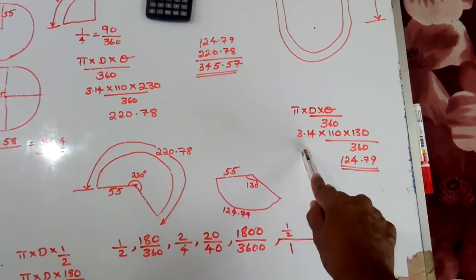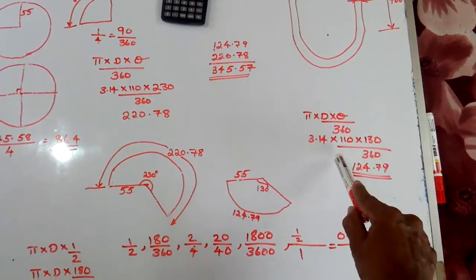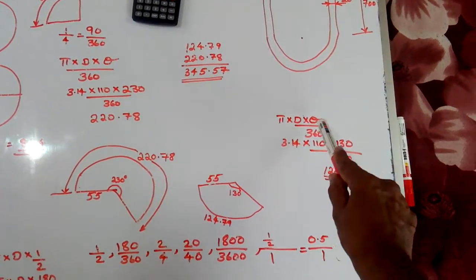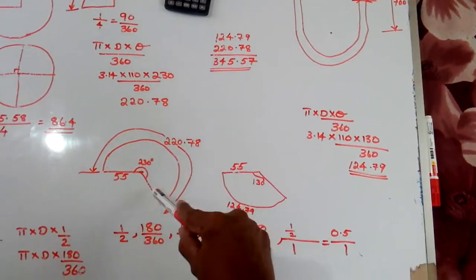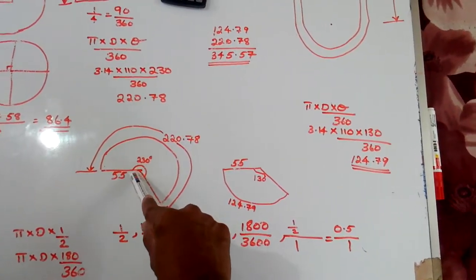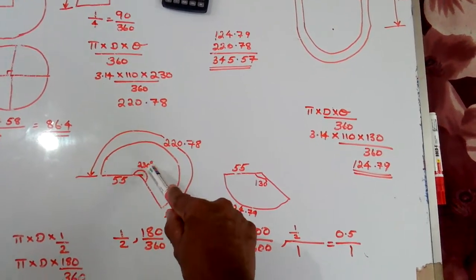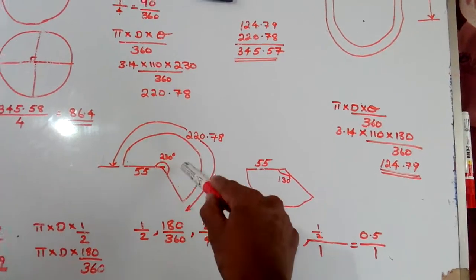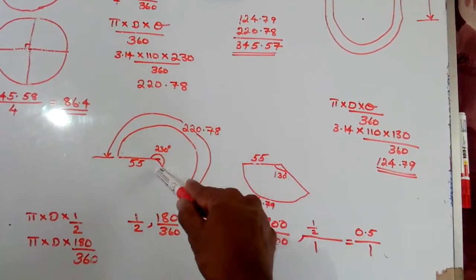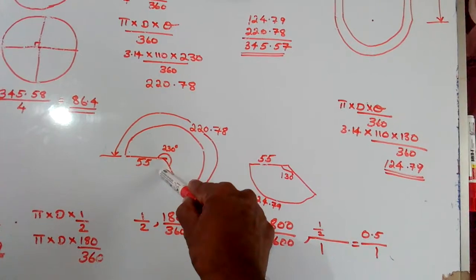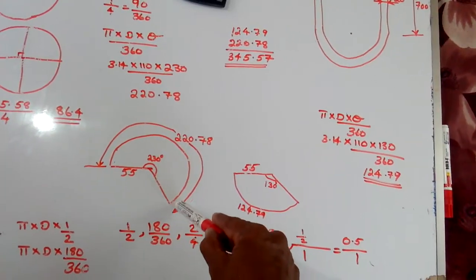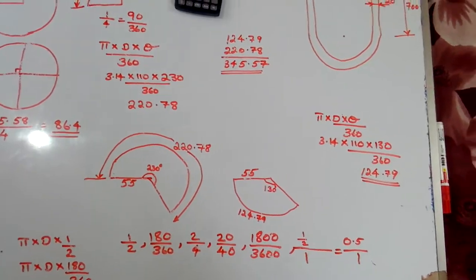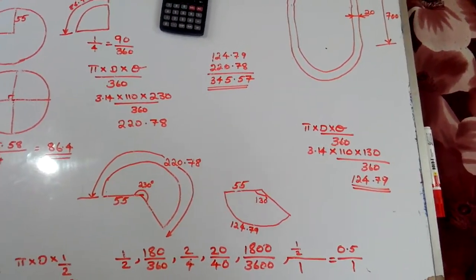Pi is 3.14. D, everybody knows, is 110. Same. If the radius is 55, its diameter will be 110. Degree, what is the degree? Tell me the degree of this. If the total round is 360, and this outside is 230, what will be this measurement? 360 minus 230. If you decrease 230 from 360, we will get 130.